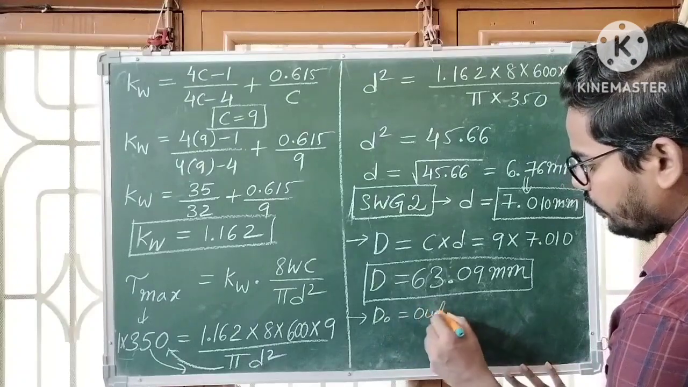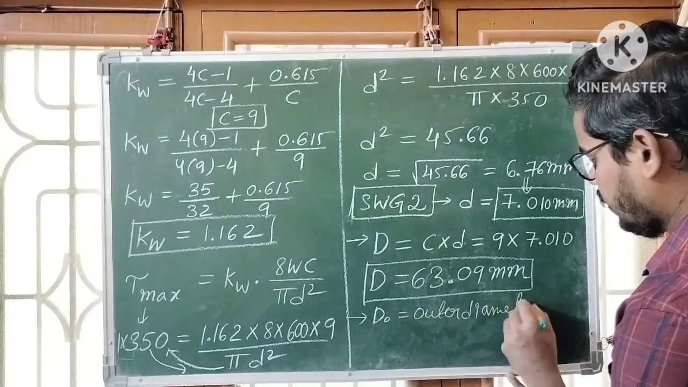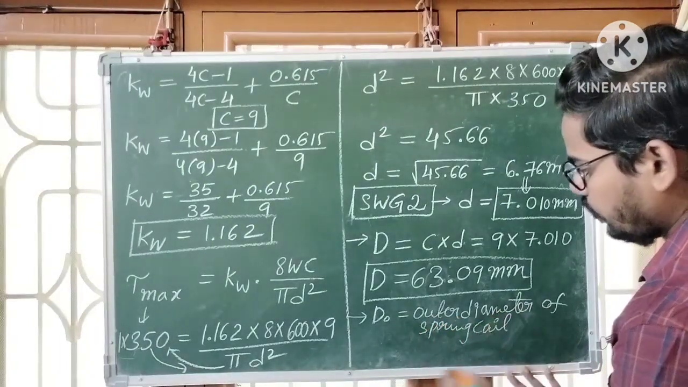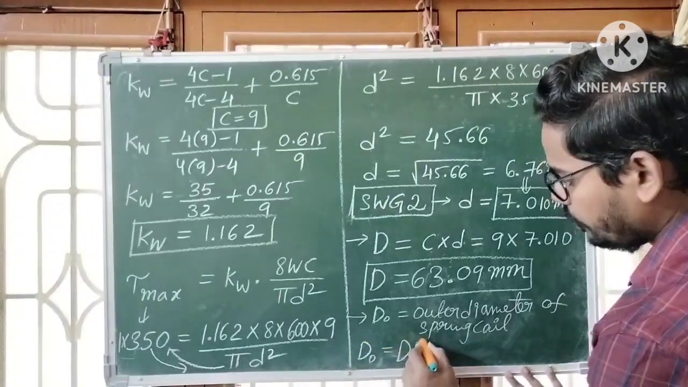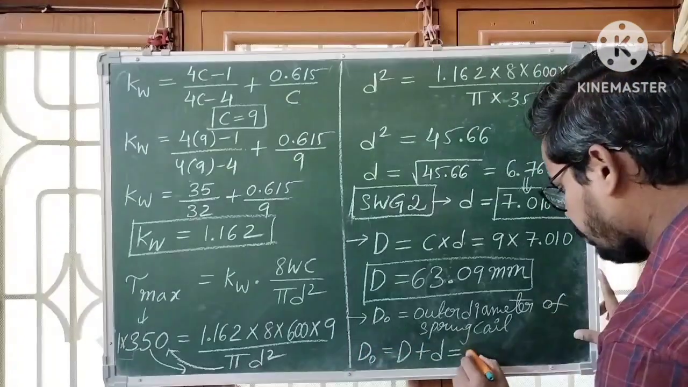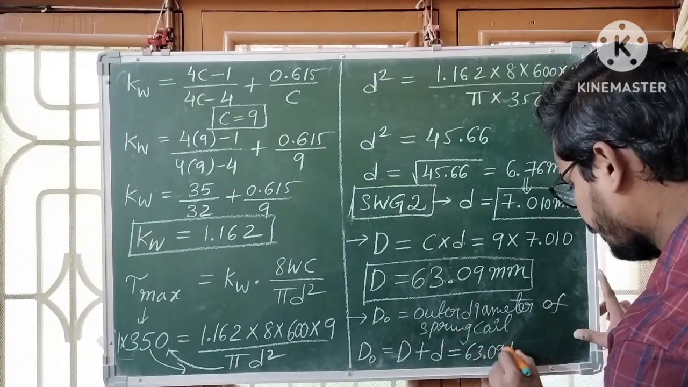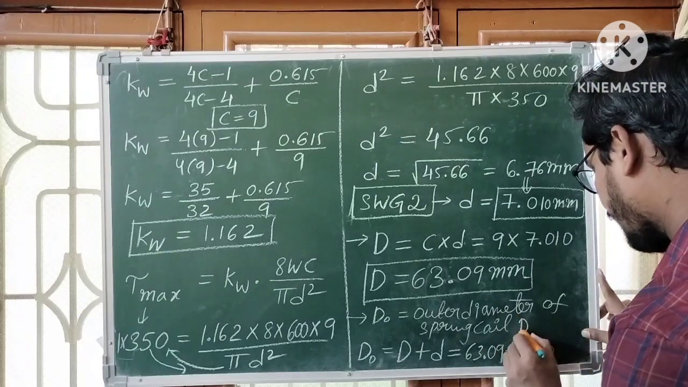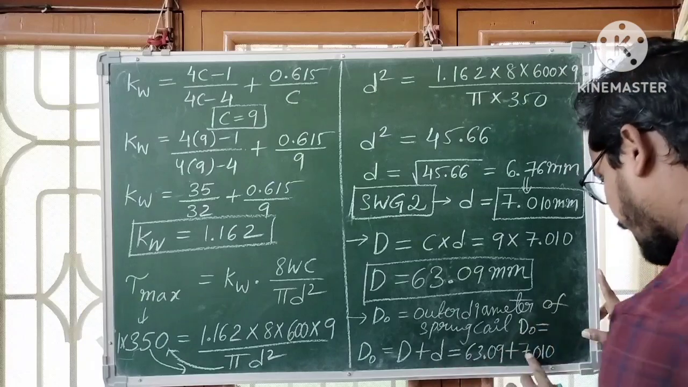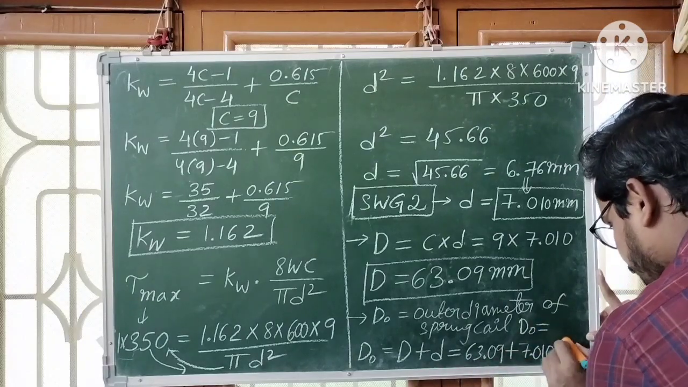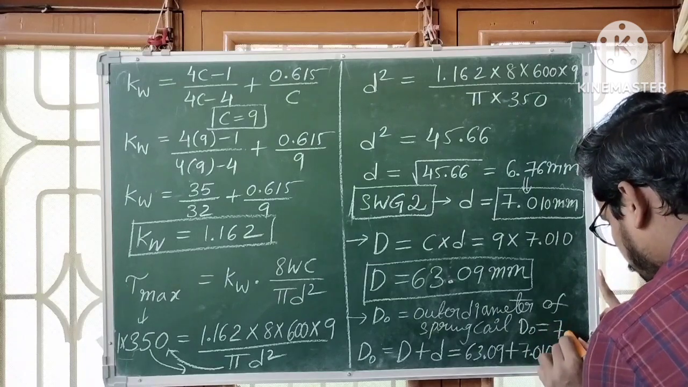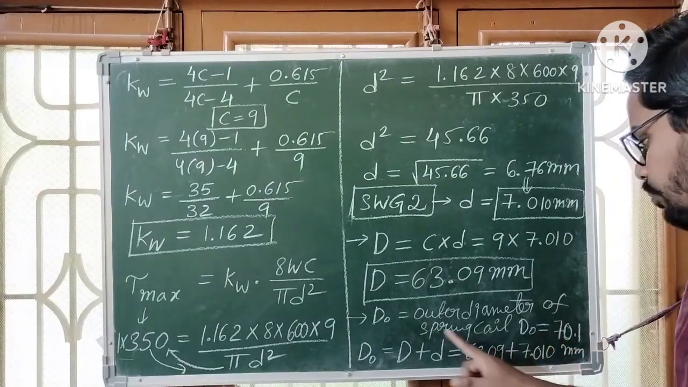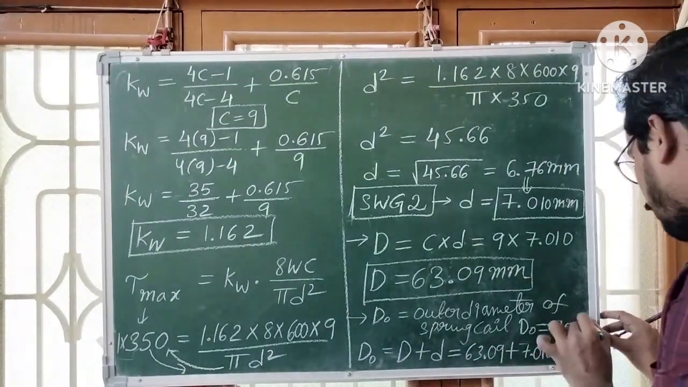Next, we can also find the outer diameter D naught. D naught means outer diameter of the spring coil. D naught is equal to mean diameter plus wire diameter. So mean diameter, here I got 63.09, plus wire diameter 7.010. If you add, you will get 70.1 mm. Therefore, the outer diameter of the spring coil is 70.1 mm.